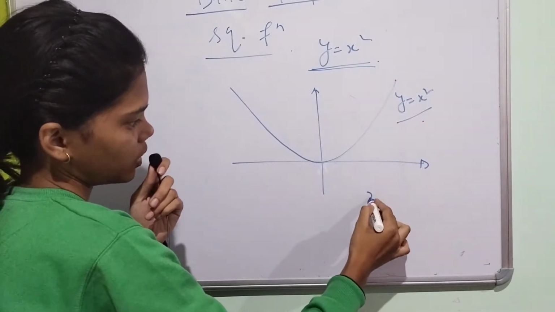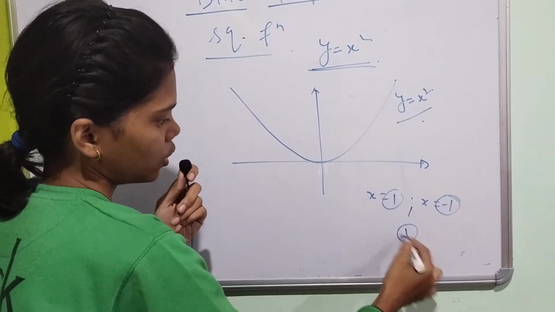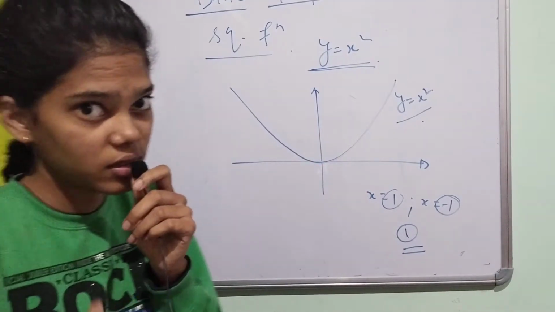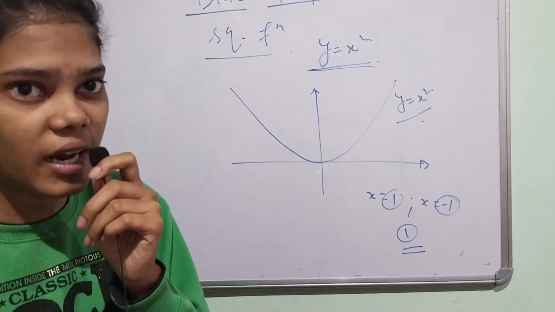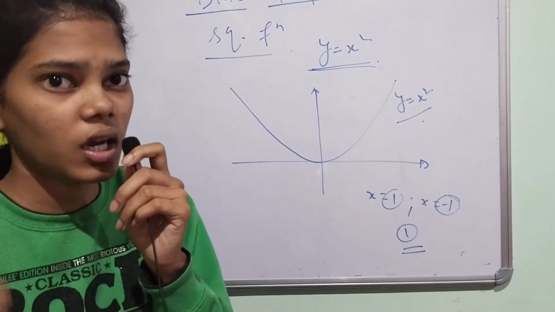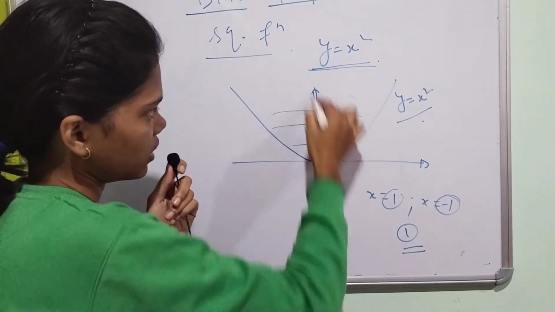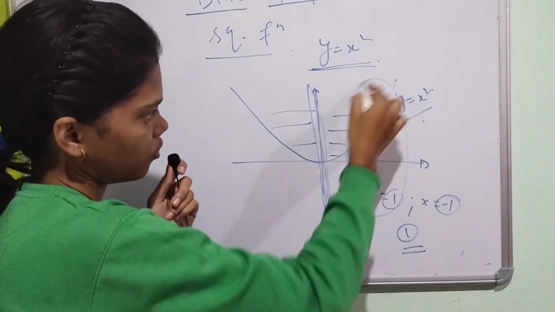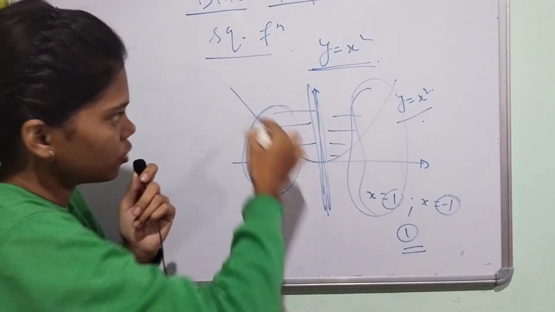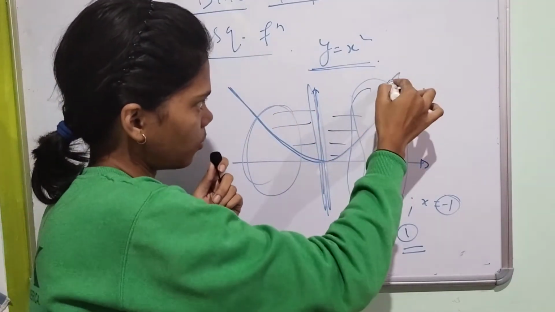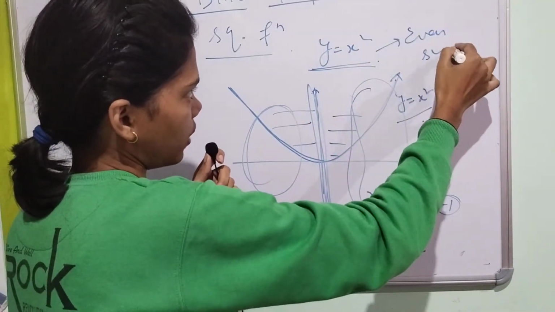You can see here, if we put x equal to 1 or x equal to minus 1, the same output we are going to get, that is 1. So this is an even function. If f of x is the same as f of minus x, then that is an even function, and the graph of that function is symmetric about the y-axis. Symmetric about the y-axis means whatever the graph is on this side of the y-axis, the same visualization comes on this side of the y-axis. So y equal to x square is symmetric about the y-axis.